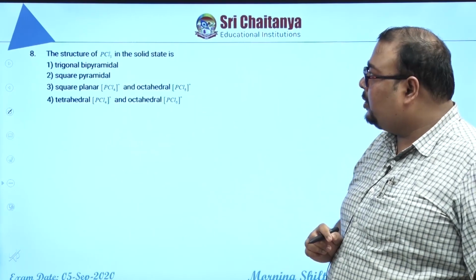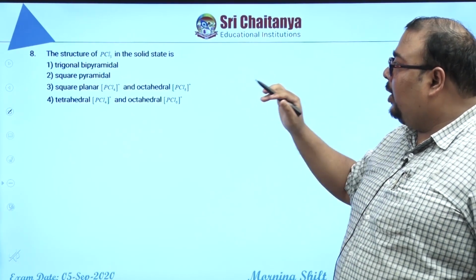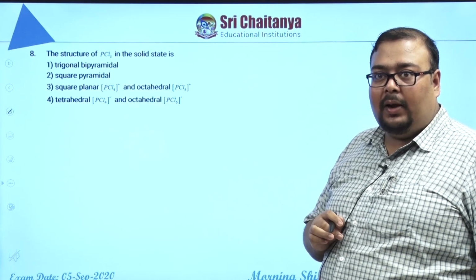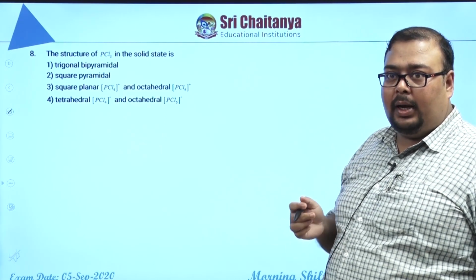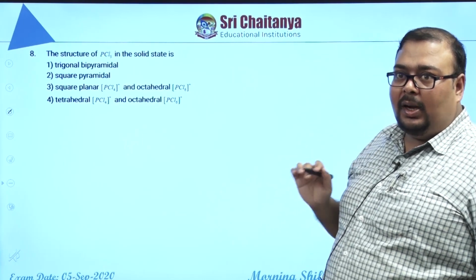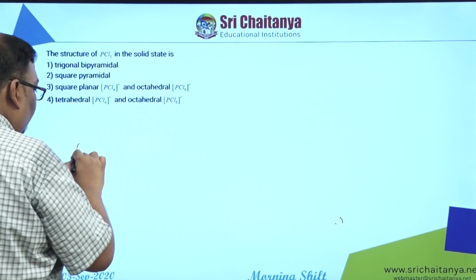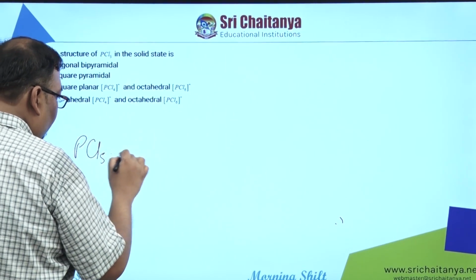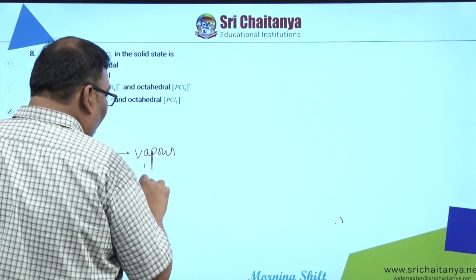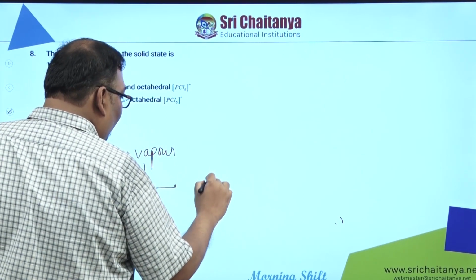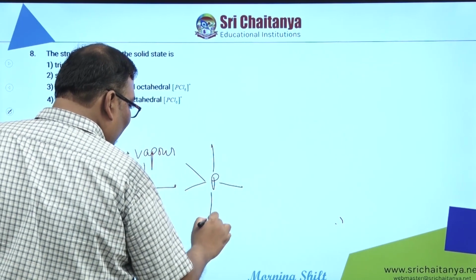Okay, next is question number 8. Question number 8 is asking the structure of PCl5 in solid state. This is a question of chemical bonding again. PCl5 in vapor state will exist as a trigonal bipyramidal geometry. So it will be something like this.